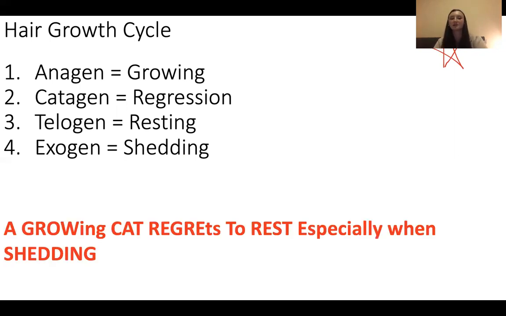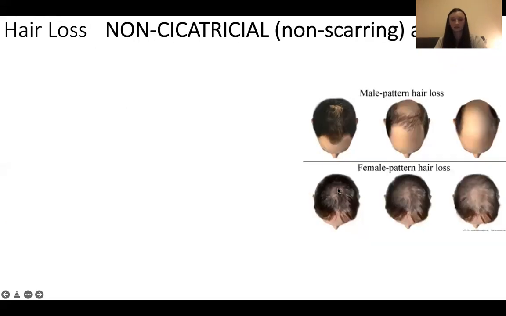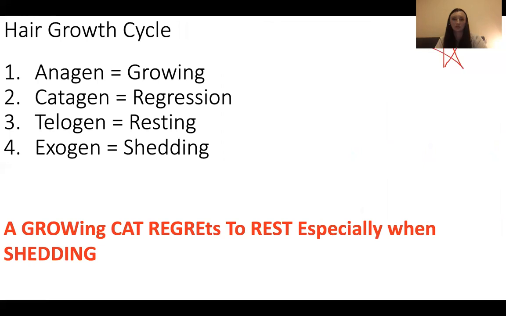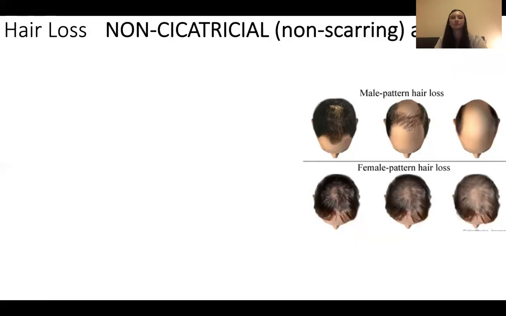So a way to remember this is a growing cat regrets to rest, especially when shedding. So anagen is growing, cat regresses, telogen resting, especially exogen when shedding. Because they could ask you literally, when is the growing cycle? What is the resting cycle called? Something like that.